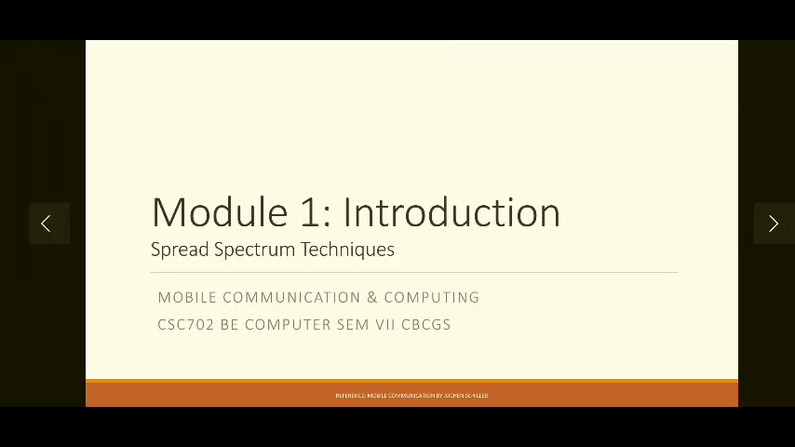Welcome everyone to this new session of mobile communication and computing. In the last session, we got introduced to spread spectrum. What is the general idea behind spread spectrum? Now, in this session, we will see different techniques to spread the spectrum into a larger bandwidth.